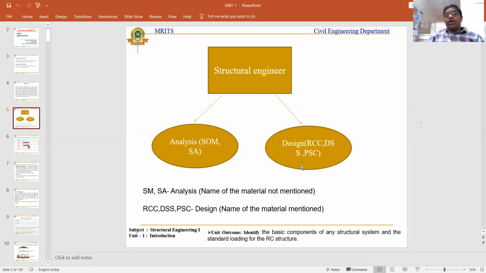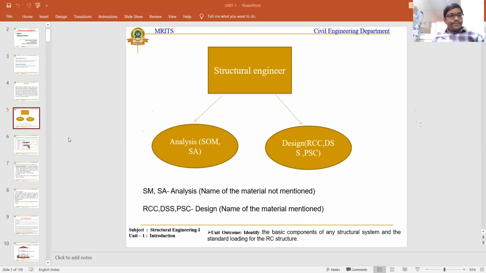If you want to know about the behavior of different parameters, you must study this RCC. If you want to design steel structures, you can go through the steel structures subject. If you want to design prestressed concrete structures, you need to go through the subject of prestressed concrete structures. Okay, so this is how a structural engineer works. He is going to design the structure and he is going to analyze the structure.